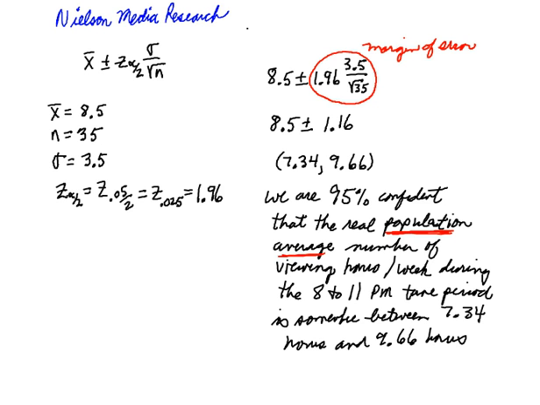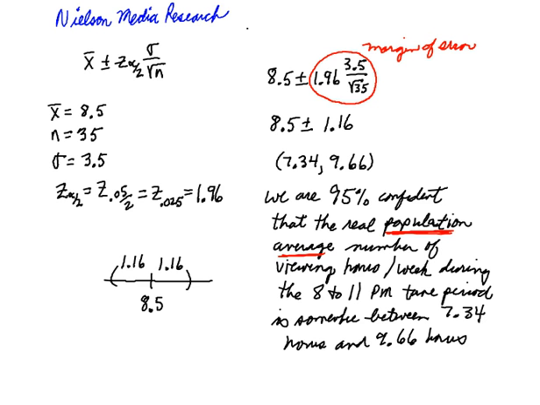What is the average viewing time per week during that time period? We've only looked at 35 households as far as viewing time. We are trying to estimate the viewing time for all households, and we are going to estimate that with a sample average of 8.5. That's called the point estimate. That was based on a sample of size 35. Our margin of error says that that value could be as much as 1.16 hours off from what the real population value is.